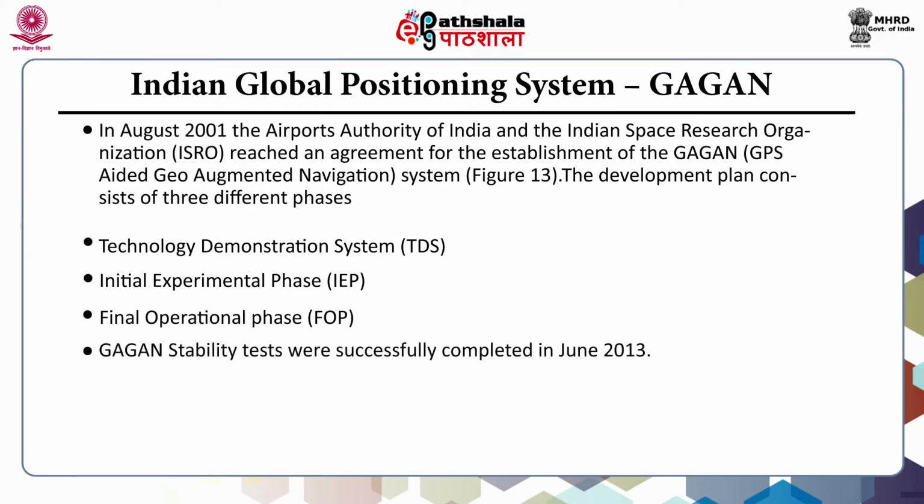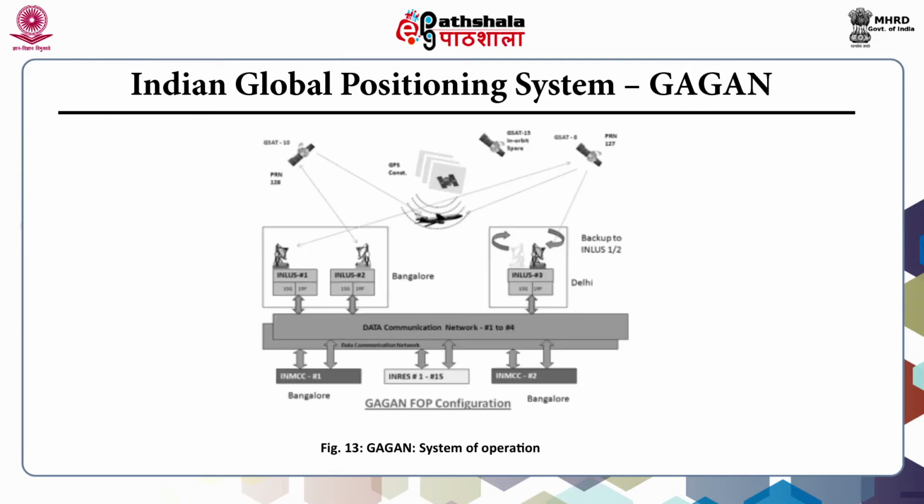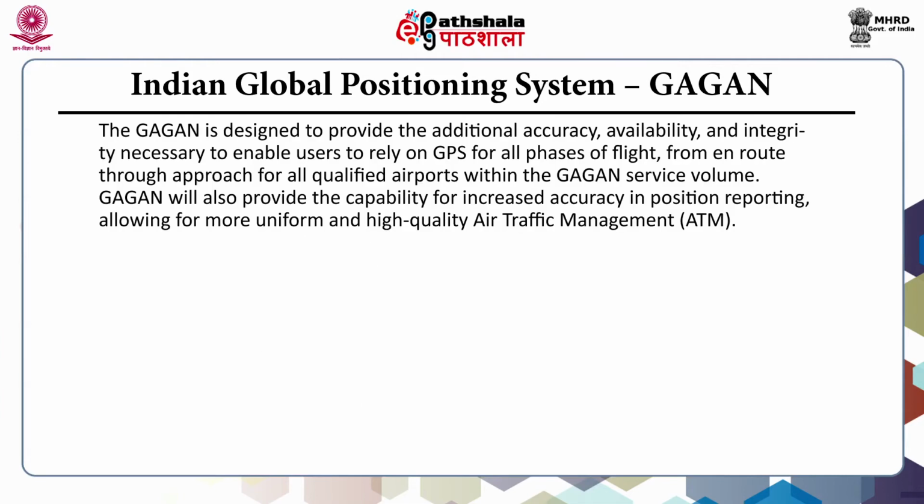GAGAN stability tests were successfully completed in June 2013. In slide 48, this figure represents the configuration system of operation in GAGAN. GAGAN is designed to provide the additional accuracy, availability and integrity necessary to enable users to rely on GPS for all phases of flight, from en route through approach, for all qualified airports within the GAGAN services volume.